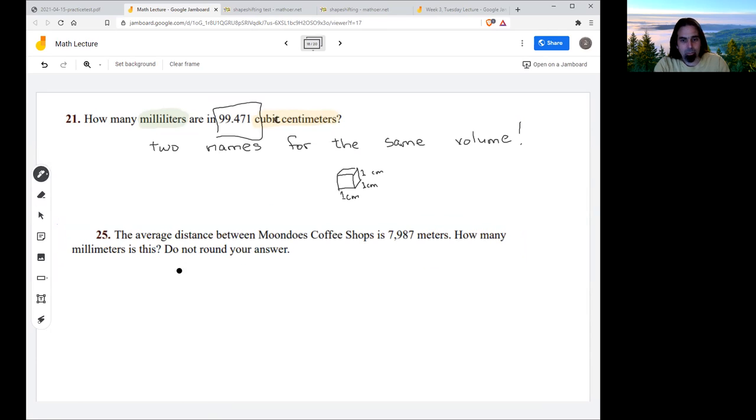This is the one where we're saying 7987 meters is how many millimeters. So as you mentioned earlier, we make our letters K, H, D, U, D, C, M, and then we look at where we start and end up. So someone take over from here.